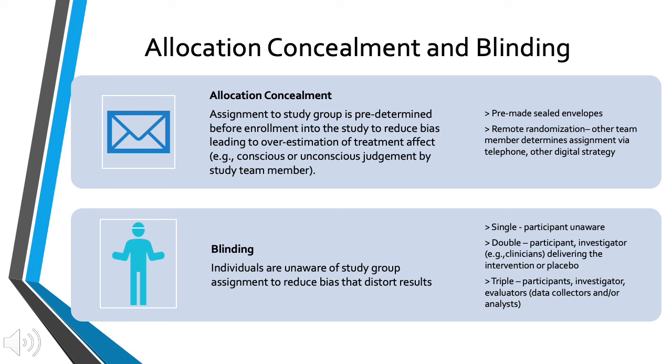Without blinding, participants might behave differently, and providers might treat patients differently across study groups. Both of these would bias study results. A third blinding strategy is for the evaluation team and those conducting the analysis. This is referred to as triple blinding.